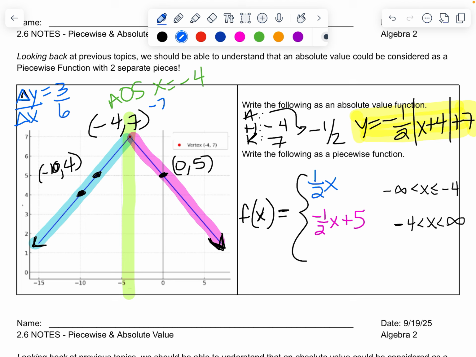So taking an absolute value function, taking a look at that v, or in this case the upside down v because of the -a value, and being able to write it as a piecewise function, understanding the slopes should be opposite of one another, and then from there we just do exactly what we did in the previous topic.